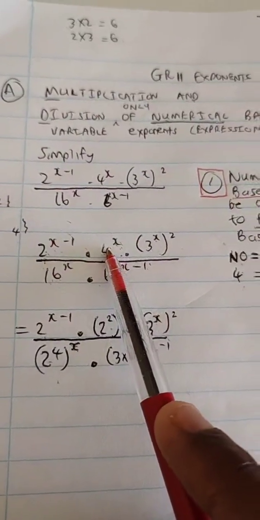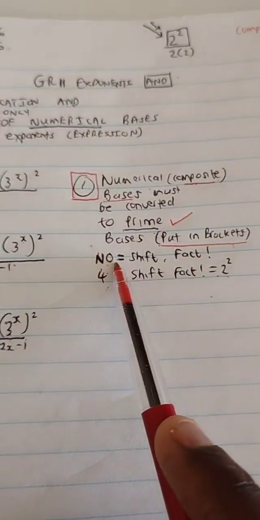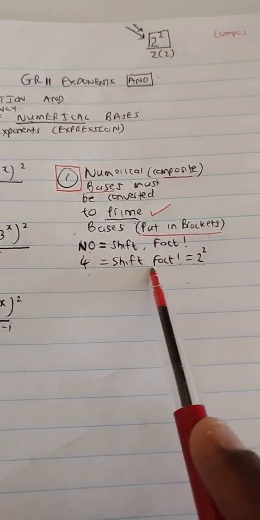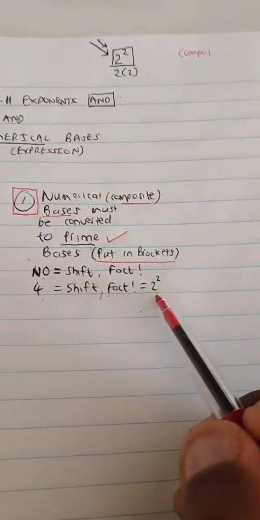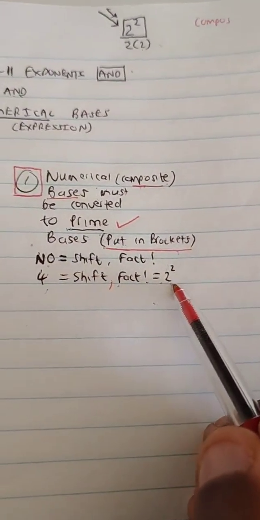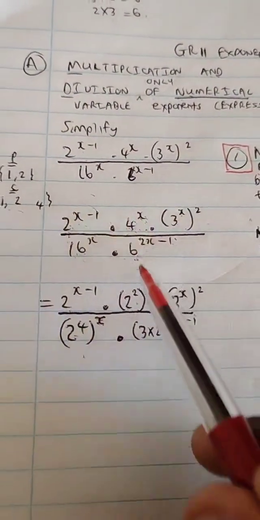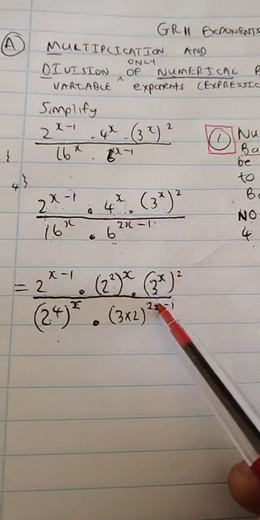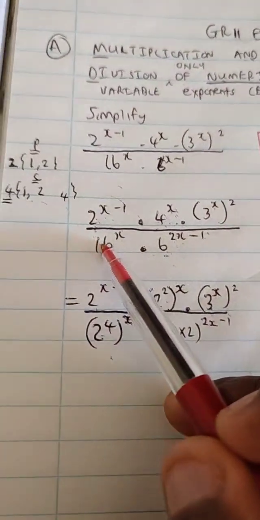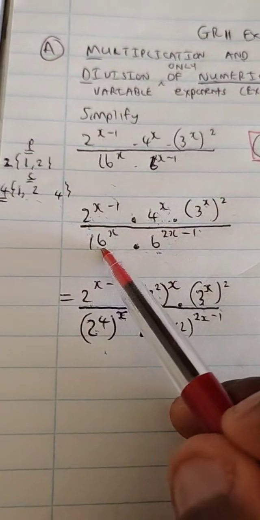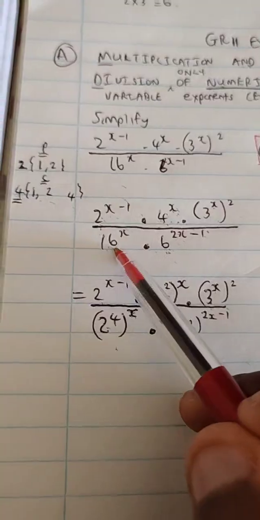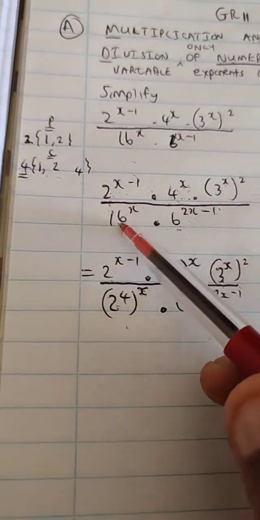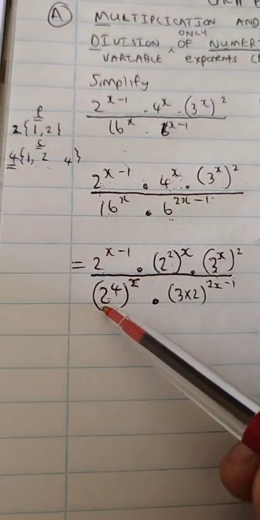How do we do that? I told you guys that you take the number, if you want to use your calculator, you press equal, you then press shift in your calculator, then you press fact. You will get the exponential expression of the composite base, which is 2 to the power 2. 3 is already prime. Don't have to change that. 16 is not prime, so we need to use our minds or our calculator, convert 16 to a prime base. 2 to the power 4 is the exponential expression of 16 as a prime base.